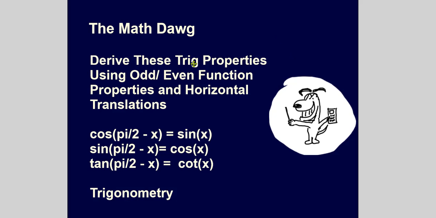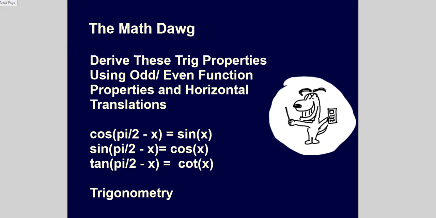So I'm going to derive the trig properties below using odd, even function properties and horizontal translations. Specifically, I'm going to show that the cosine of pi over 2 minus x is sine x, the sine of pi over 2 minus x is cosine x, and the tangent of pi over 2 minus x is cotangent x. And this is a trig video.